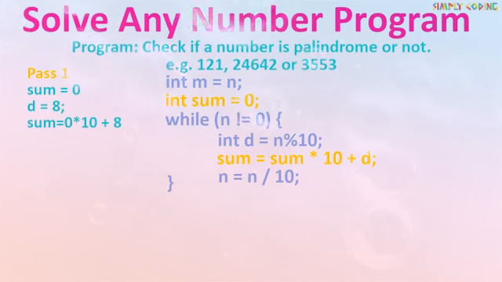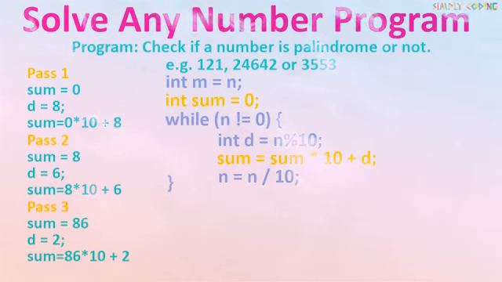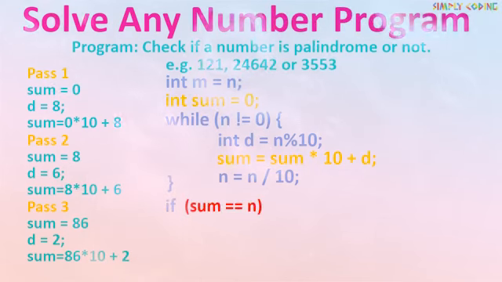So in pass 1, we will have 0 multiplied by 10 plus D, which will give the number 8 itself. Then in the next pass, 8 will be multiplied by 10 and 6 will be added to it to give 86. Then in the third pass, 86 will be multiplied by 10 and 2 will be added to it to give us 862. Now when we come out of the loop, we have to compare if this reverse number is the same as the original.